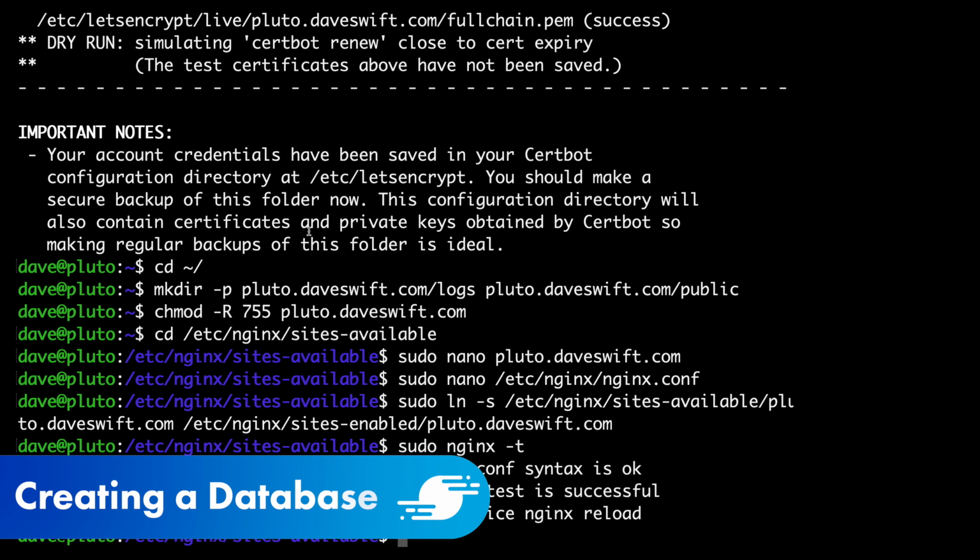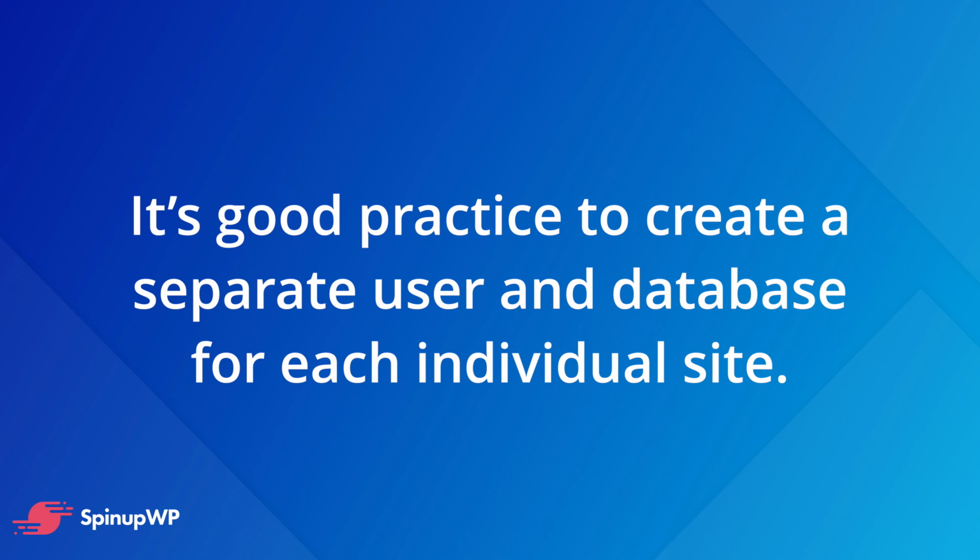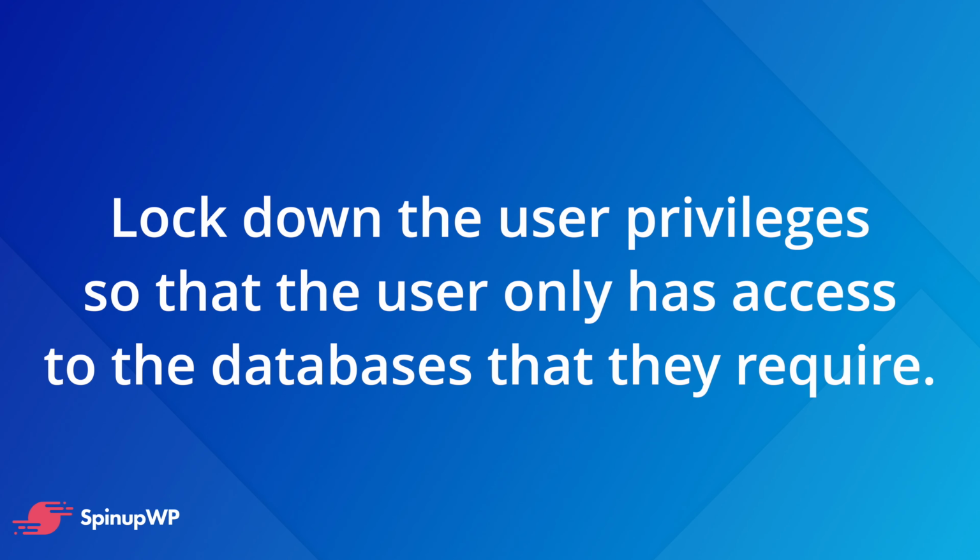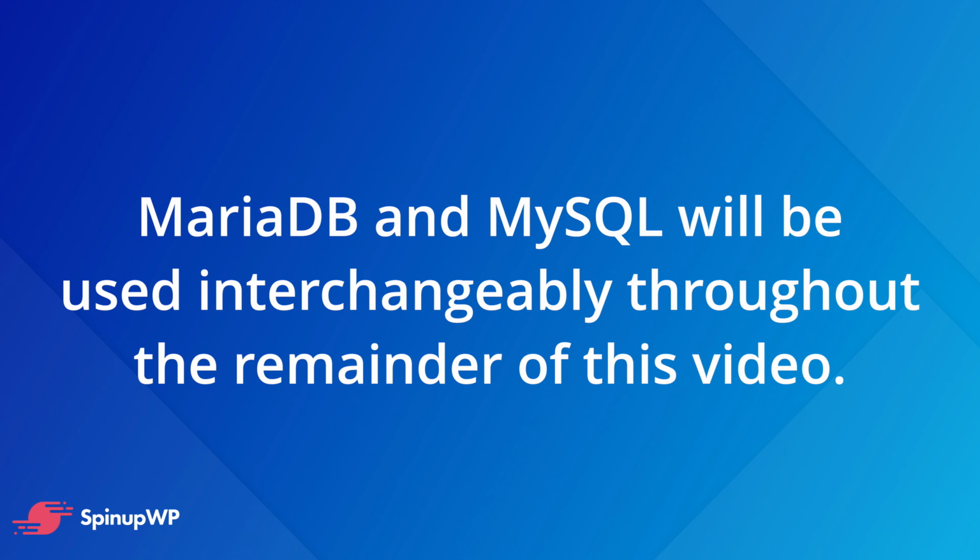With Nginx configured to serve the new site, it is now time to create a database so that WordPress can be installed. Now, a couple notes here. When hosting multiple sites on a single server, it's good practice to create a separate user and database for each individual site. You should also lock down the user privileges so that the user only has access to the databases they require. Now remember, we're using MariaDB as our database, but the commands are exactly the same if we're using MySQL. Because of that, I'll be saying MariaDB and MySQL interchangeably throughout the remainder of this video.